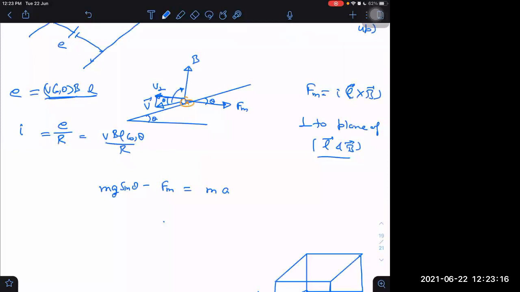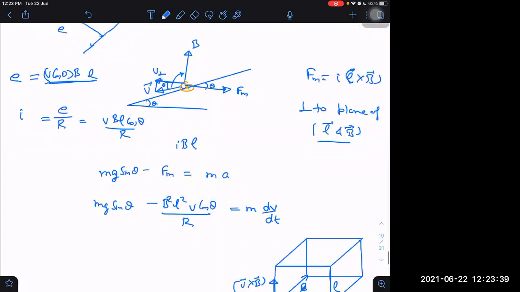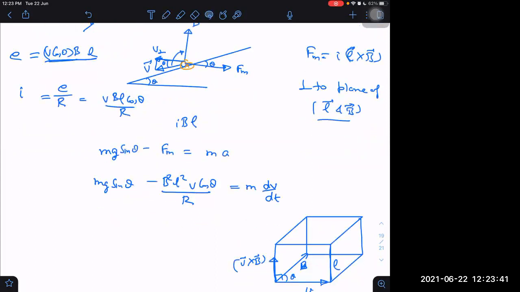So now you are right. Nilkantha, what next? BIL, right? Yes, sir. BIL, so B square L square V cos theta by R. So we can write finally B square L square V cos theta divided by R, and it is mg sin theta minus this is equal to m into dV by dt, right or not? Yes, sir.